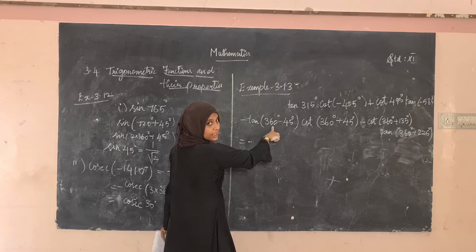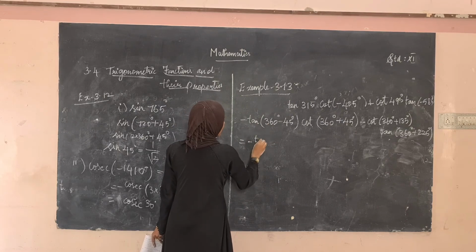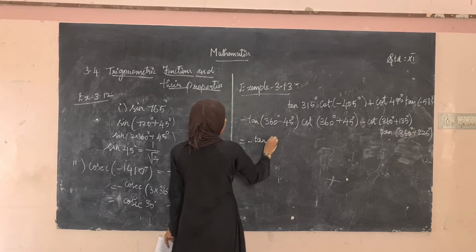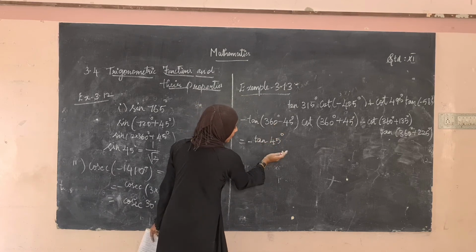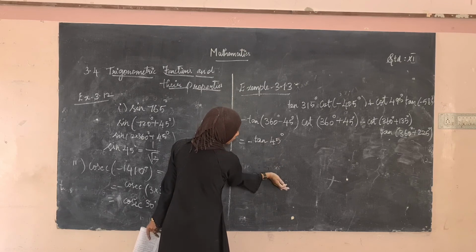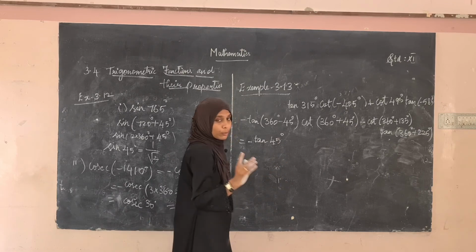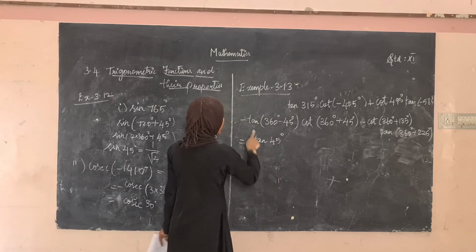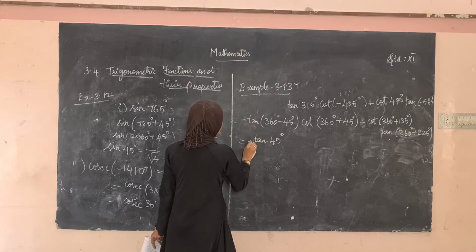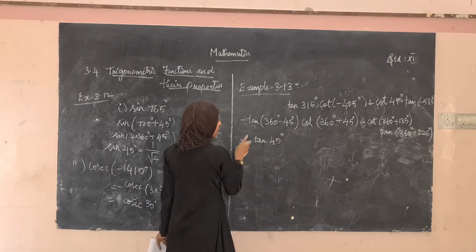So this is 360. Therefore no need of changing this. Tan of 45 degree. But see here 360 minus 45 lies in the fourth quadrant. Fourth quadrant is all students take chocolate. That is only cos is positive. Here it is tan. Therefore, it becomes 1 minus. So, minus into minus, it becomes plus.